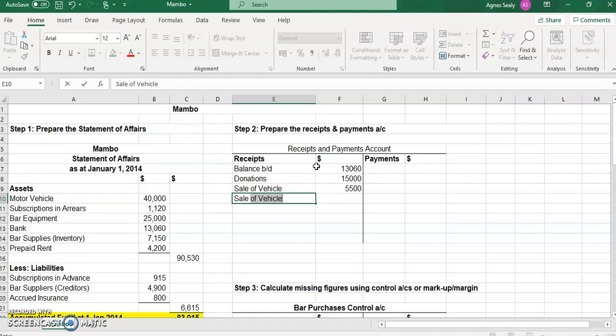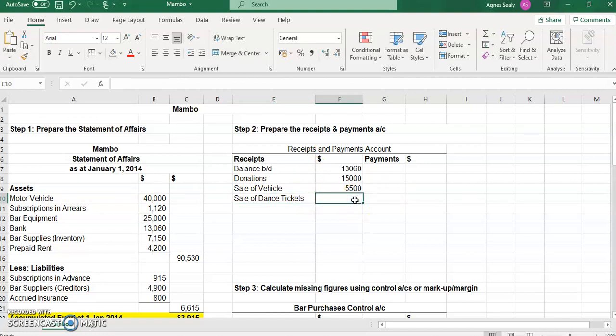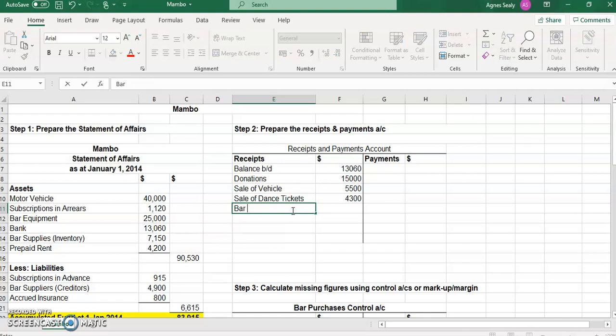Sale of holiday dance tickets. So they sold some tickets and received some money for selling those tickets as well. And that total was $4,300. They also receive bar takings, or what we will call our bar sales. So bar takings, these are the sales for the bar, and that was $98,200. And they also receive some subscriptions from the members, so subscriptions receipts, and that totals $7,639.